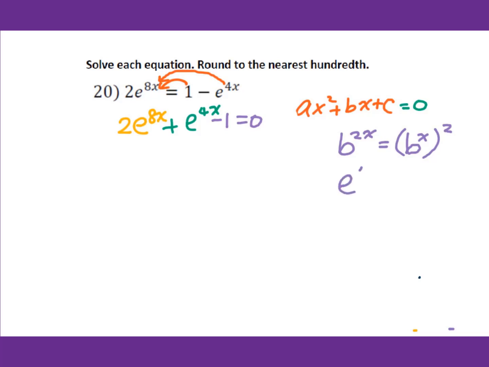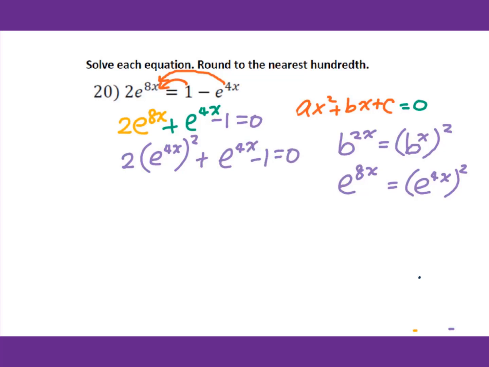For e to the 8x power, I can write down e to the 4x power squared. Therefore, I can write down 2 times e to the 4x power squared plus e to the 4x power minus 1 equal to 0. Then we set up e to the 4x power equals y. And plug in, we get 2y squared plus y minus 1 equal to 0.